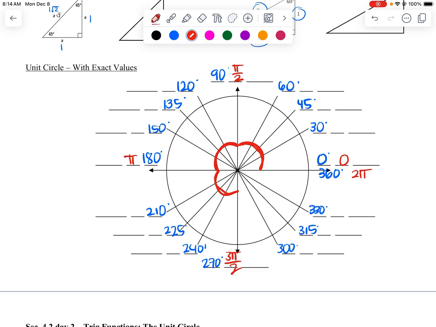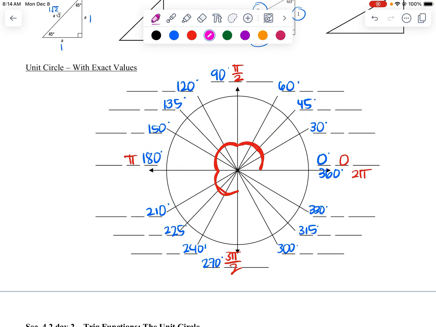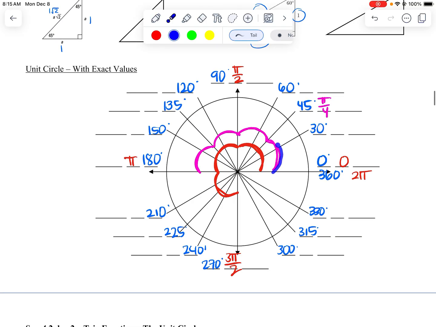Okay, then think about our 45 degrees. So if I take pi over 2 and cut it in half, or you can think about it this way, how many 45 degrees go into 180? Well, it would be 45 degrees, 90 degrees, 135, 180. So 4 of these, which we're going to call our pizza slices. So 1, 2, 3, 4. So that's pi over 4.